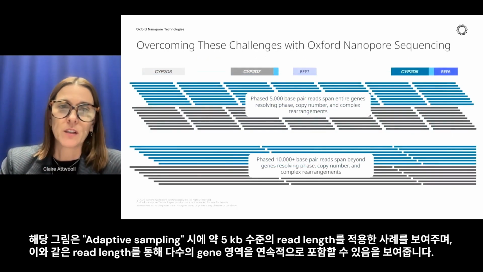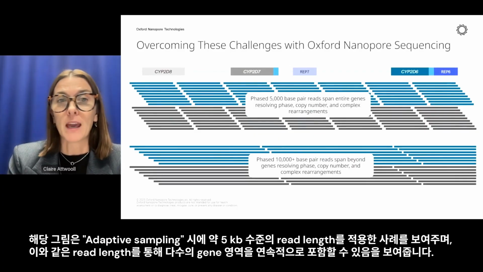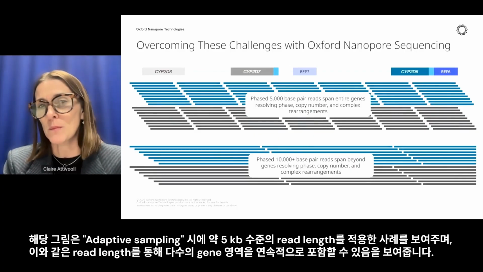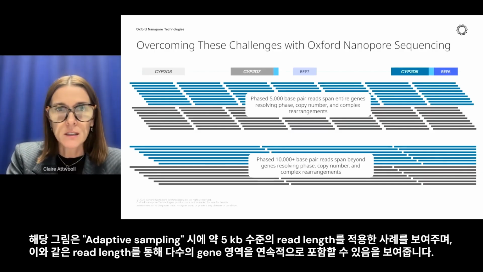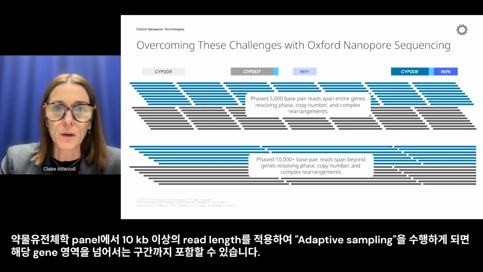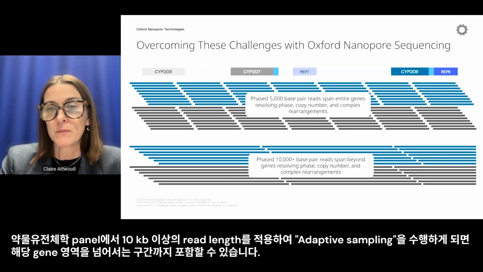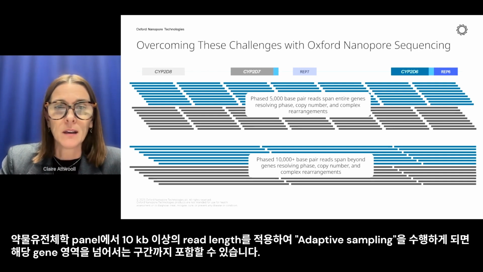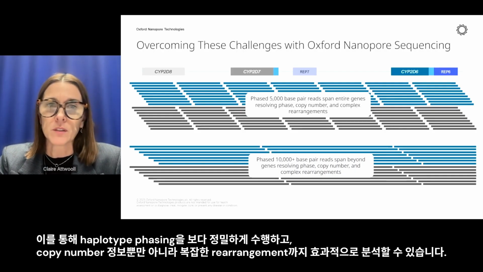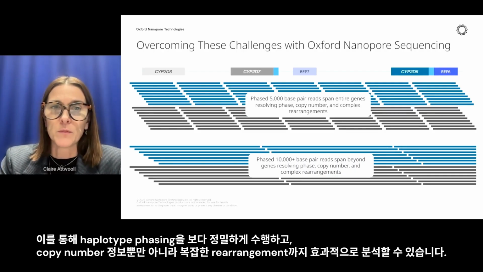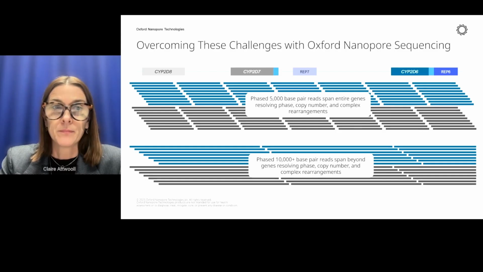And so this figure just shows that with 5 kb reads, we can span many of the pharmacogenomics genes, and with 10,000 plus, we span beyond those genes. And both of these give us really nice ability to do haplotype phasing and get copy number information and any complex rearrangements that are there.